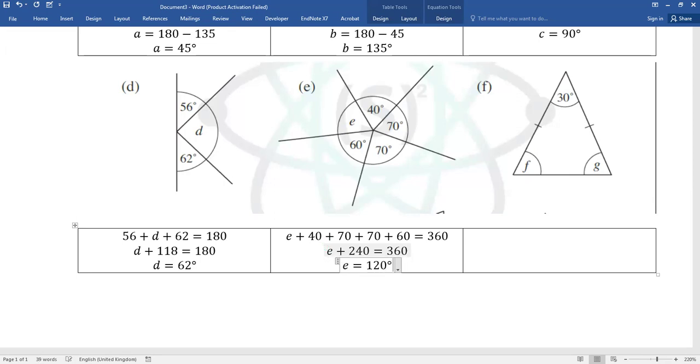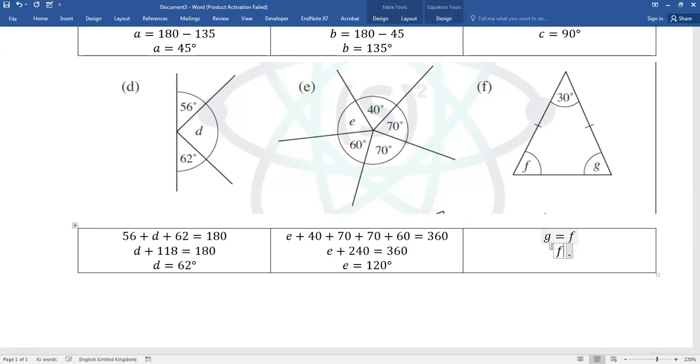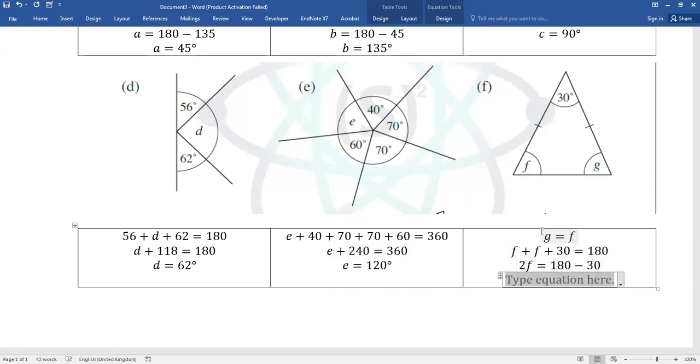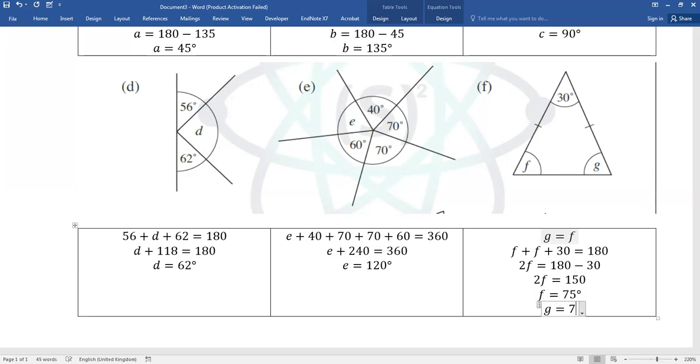120 degrees. Okay, now if this sign is there, that means it's an isosceles triangle. In an isosceles triangle, the two base angles are equal. एक और तरीका ये है कि if the line के जो सामने वाला है वो उसका angle कहलाता है. So I'll say if this is F, this is also F, and G is equal to F. So I can say F plus F plus 30 is 180. F plus F is 2F. 30 goes on that side, 180 minus 30, 2F is 150. F is 75. So if F is 75, G will also be 75.